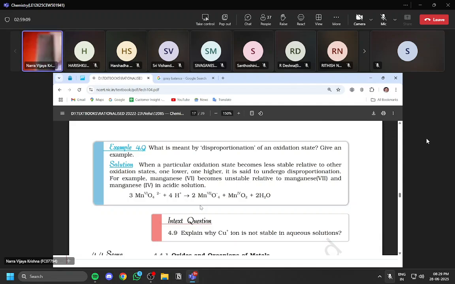What is meant by disproportionation of an oxidation state? It can undergo oxidation as well as reduction. Best example, copper. Copper plus 1 aqueous undergoes disproportionation to form copper plus 2 and copper. Same here, right? Next, sir.